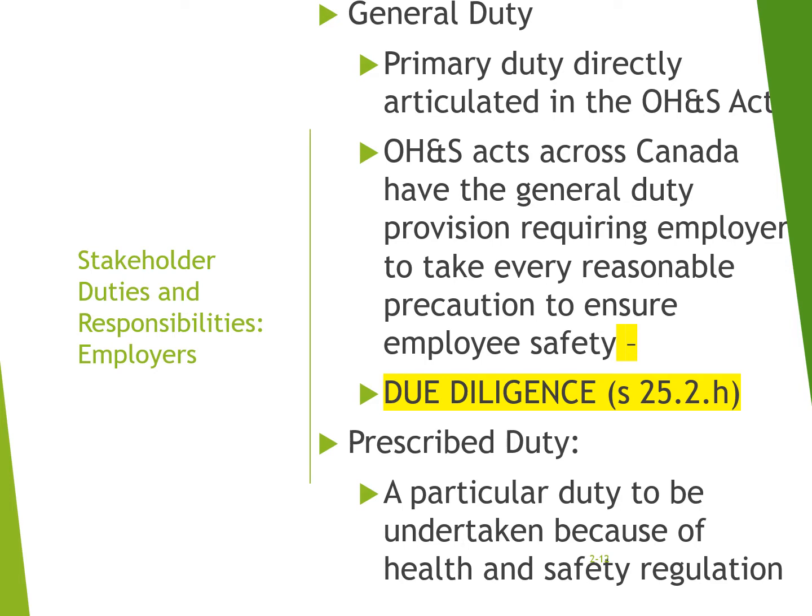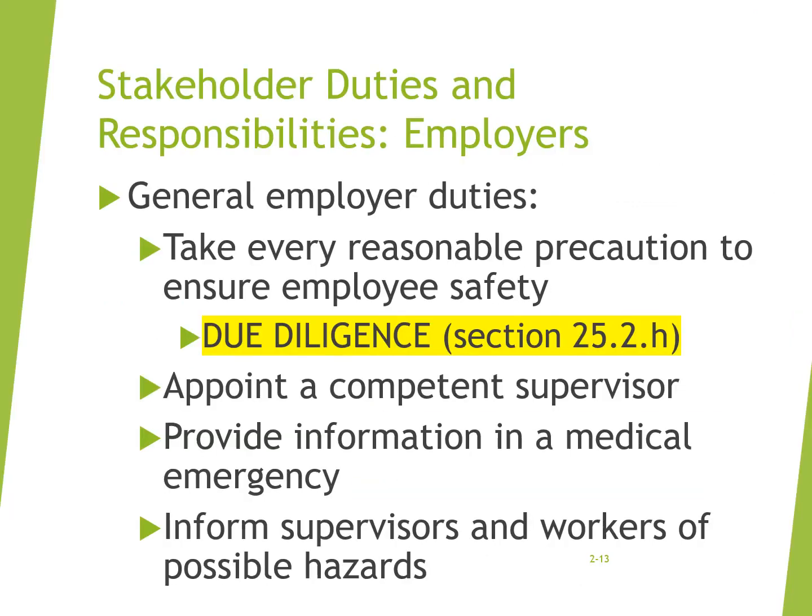So what is a prescribed duty? It is a particular duty to be undertaken because of the health and safety regulation. So Section 25 is your best friend here for employers. Please review it, and we'll cover it pretty much every week anyway. General employer duties: take every reasonable precaution to ensure employee safety, which is due diligence, 25(2)(h). Appoint a competent supervisor. Provide information on medical emergencies, but also inform supervisors and workers of any possible hazards.